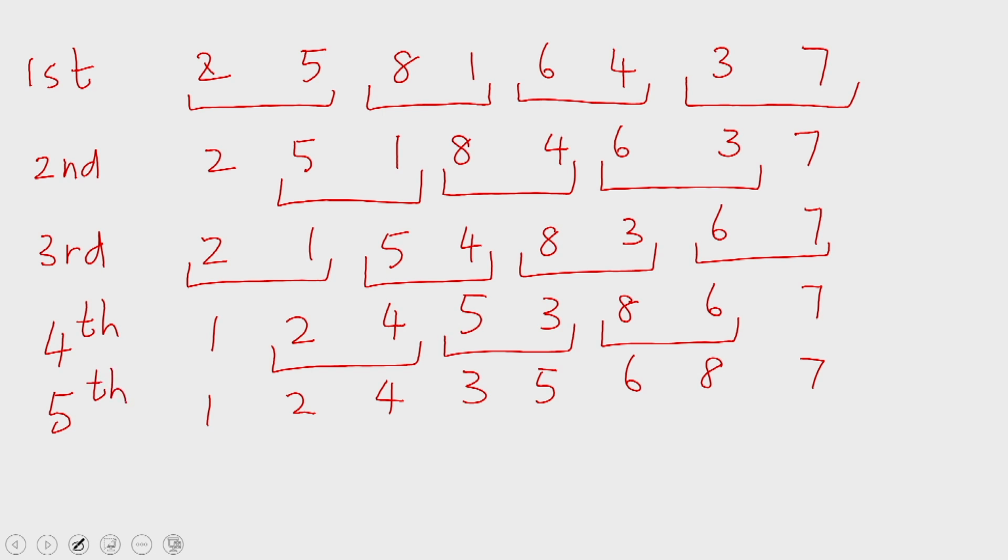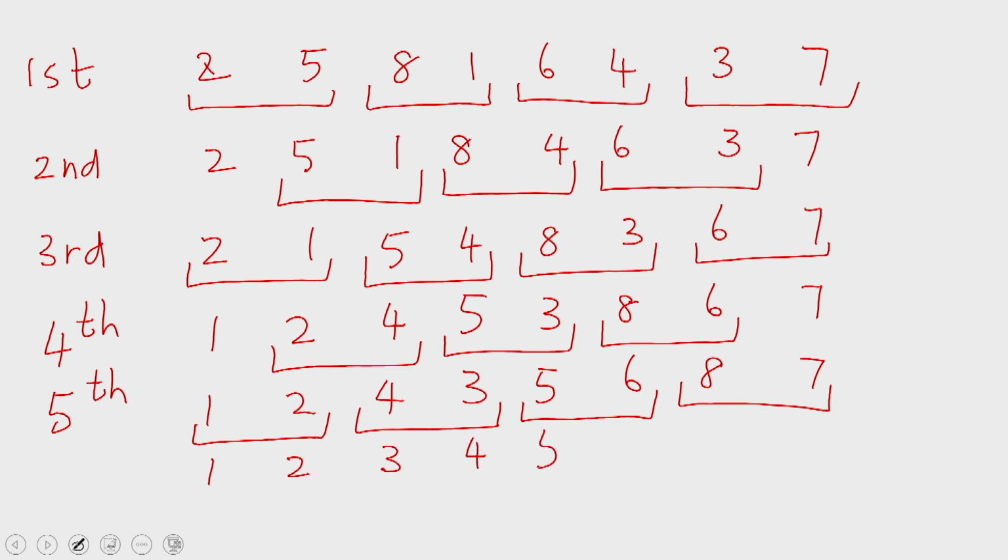Now, again we have an odd even pairing. 1 and 2 are paired, 4 and 3 are paired, 5 and 6 are paired, 8 and 7 are paired. When we compare and exchange in the fifth step, we will have 1, 2, 3, 4, 5, 6 and 7, 8. So, the elements are now in sorted order.